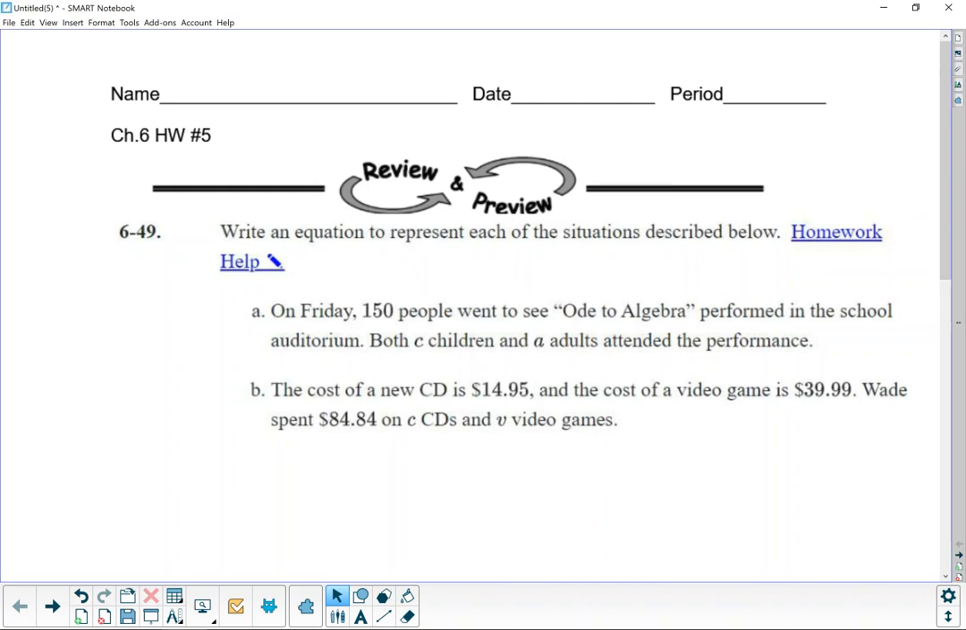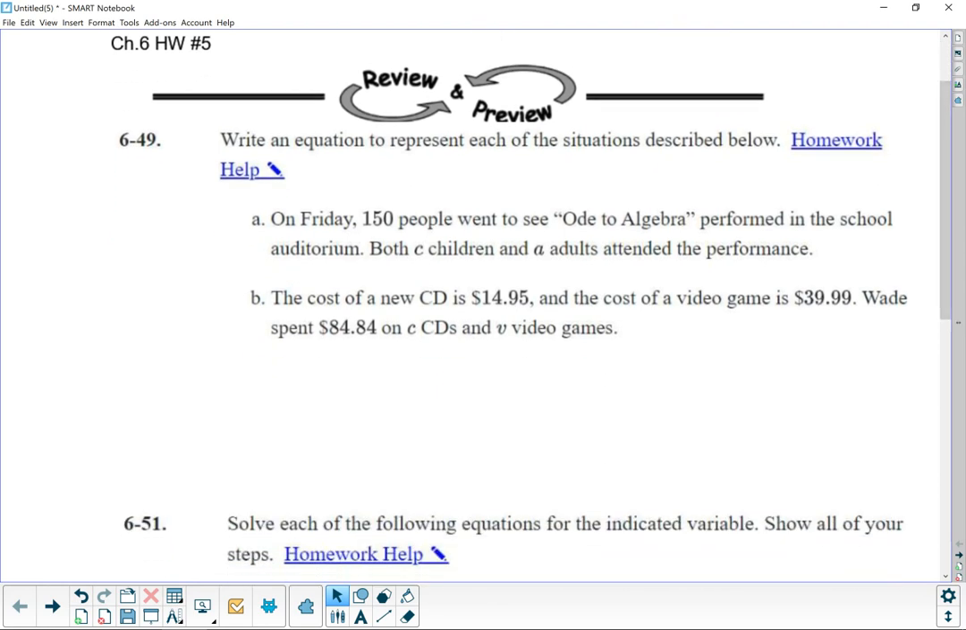All right, everyone. Today is Chapter 6, Homework number 5. 49. Write an equation to represent each of the situations described below. Right now, we don't have to solve it. We're just writing an equation. Right. So, letter A, 49A.